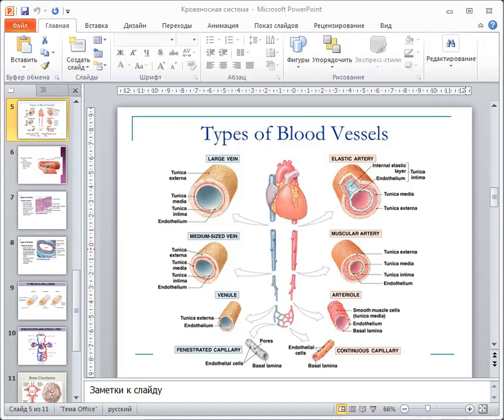Capillary density varies in different organs. For example, in the brain and myocardium, 2,500 to 3,000 per cubic millimeter. In the skeletal muscles, from 200 to 1,000 per cubic millimeter.